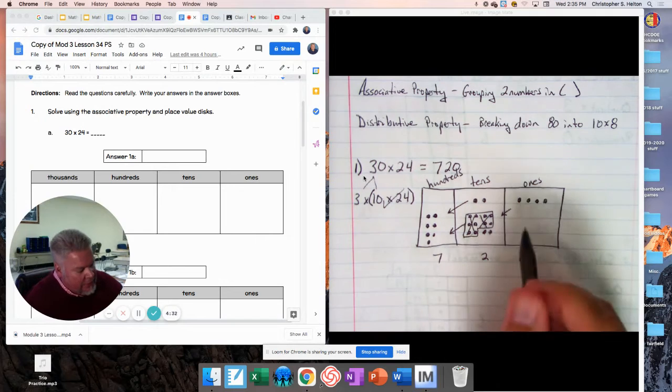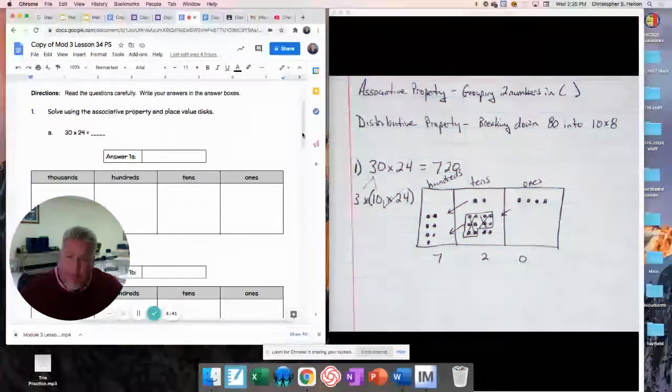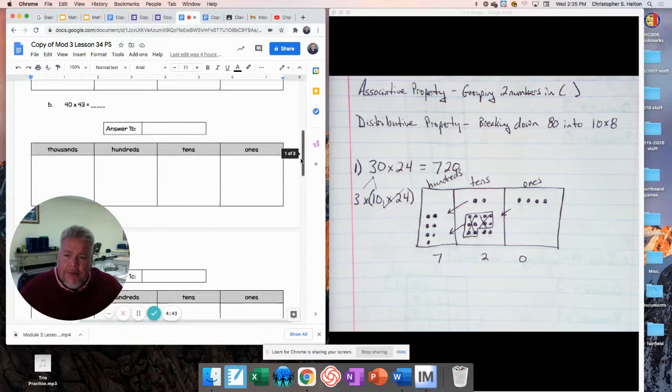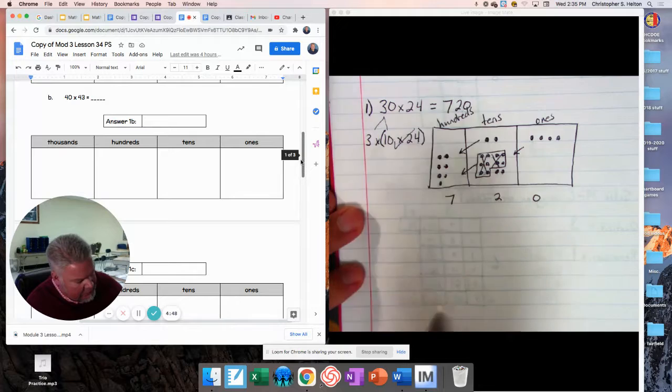So when you use the place value chart to do these multiplication problems, you just scoot them over like that. Let's do one more with the place value chart, just to make sure you got that, okay? So we'll do this one right here, 40 times 43.